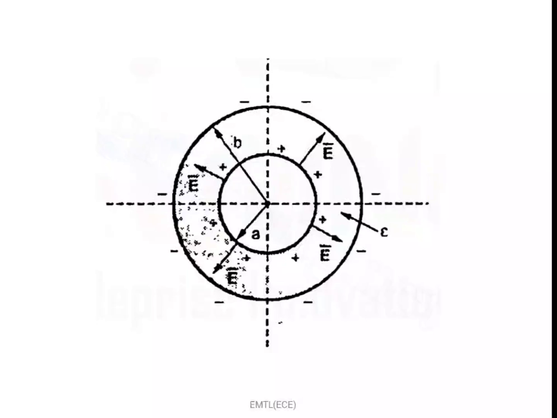Now the electric field intensity is radially outward, that is from A to B. So that is the direction of E. Radially means along the direction of the radius of the shells. This figure represents the spherical capacitor. Now we have to calculate the capacitance for this spherical capacitor.